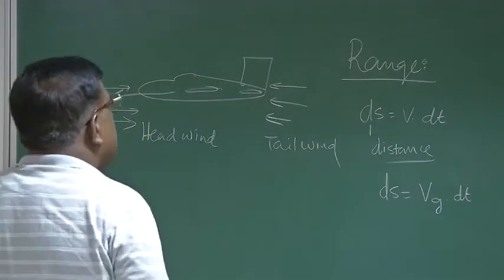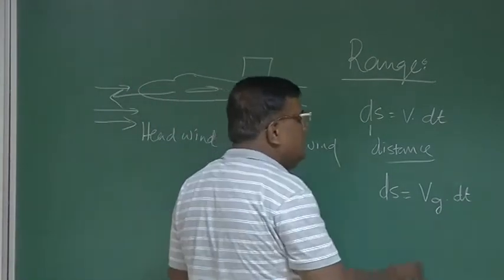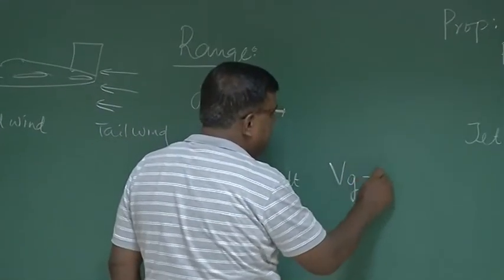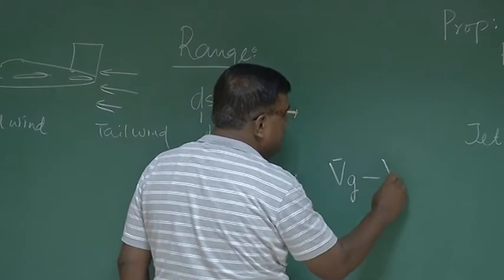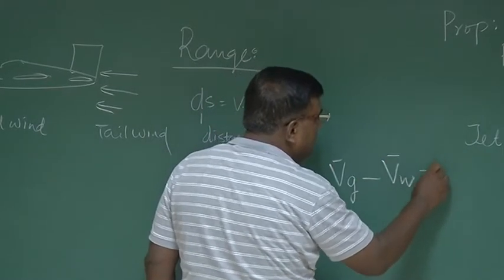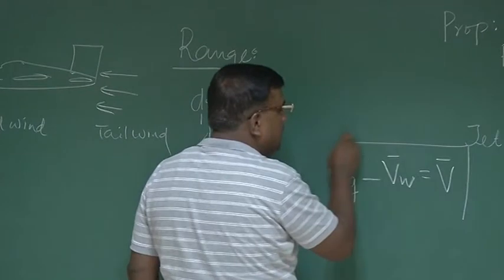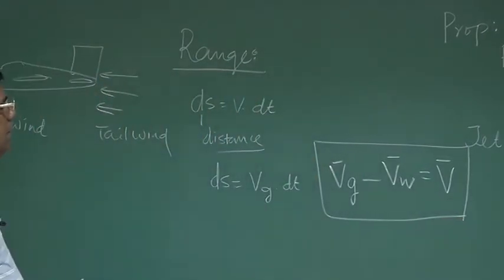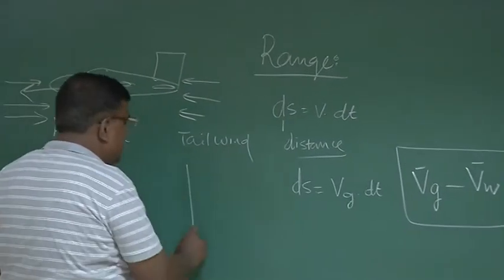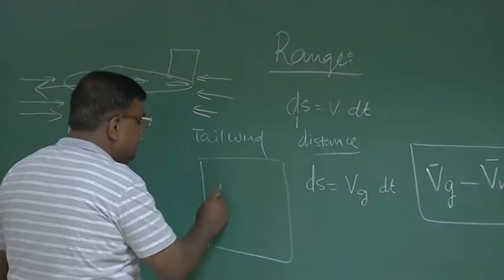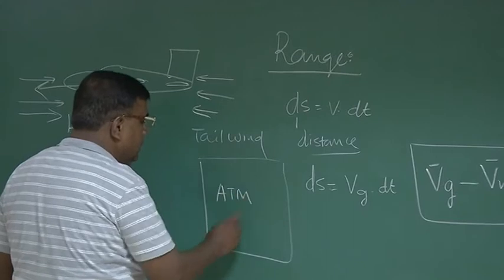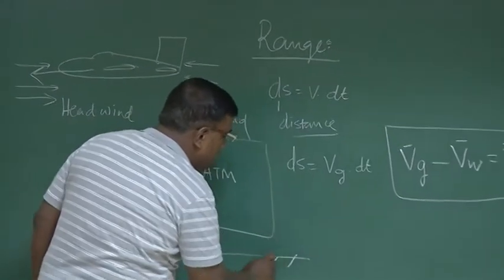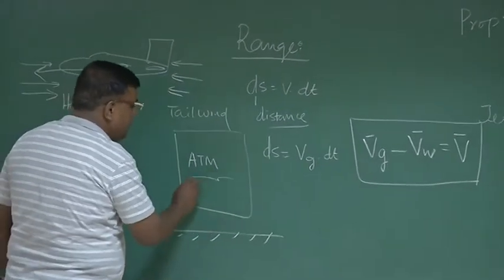So what is the implication? The implication is very simple, that I can write air relative speed minus VW will be the ground relative speed. So what is the difference? The difference is, if this is the atmosphere, say this is the atmosphere, this is the ground, and this is the vehicle.